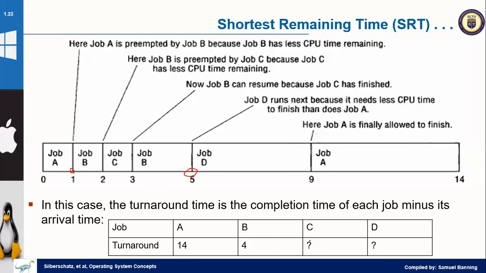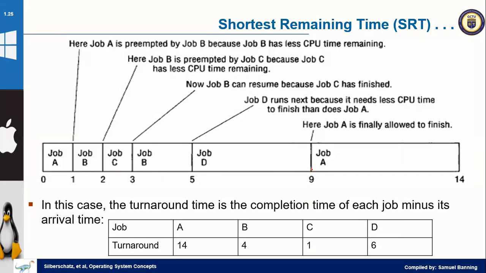Then that of C. C completed at time 3, and its arrival time was 2. So the turnaround time for C will be 3 minus 2, that is 1. Job D completed at time 9, and its arrival time is 5. So the turnaround time will be 9 minus 5.